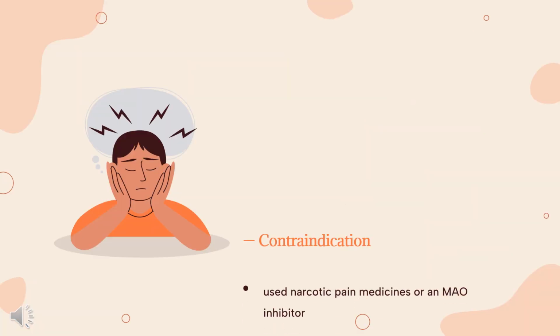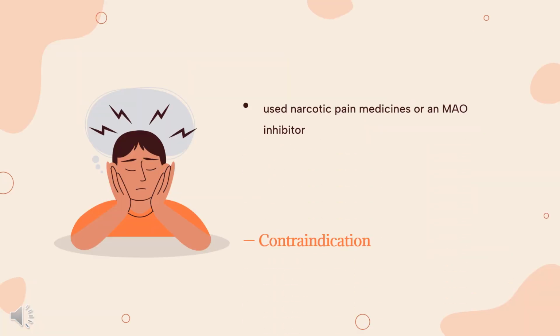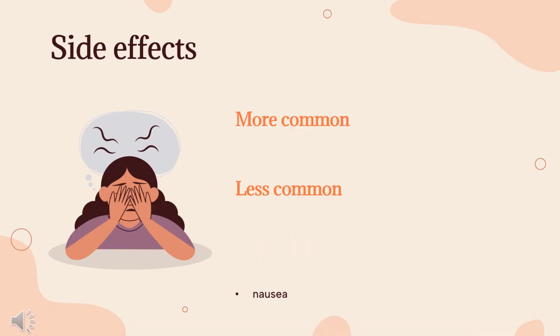Contraindication. Do not take Selegiline if you have used narcotic pain medicines, including meperidine, methadone, tramadol, Demerol, Dolofen, Ultram, or an MAO inhibitor, MAOI, e.g., isocarboxazid, linezolid, phenelzine, tranylcypromine, Marplan, Nardil, Parnate, Zyvox, within the past 14 days.